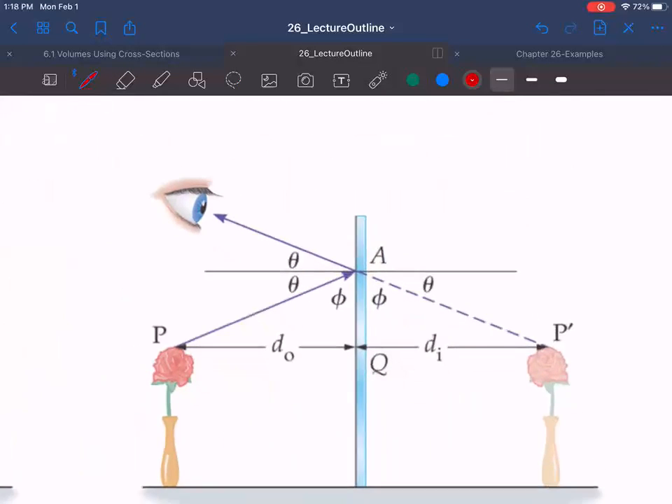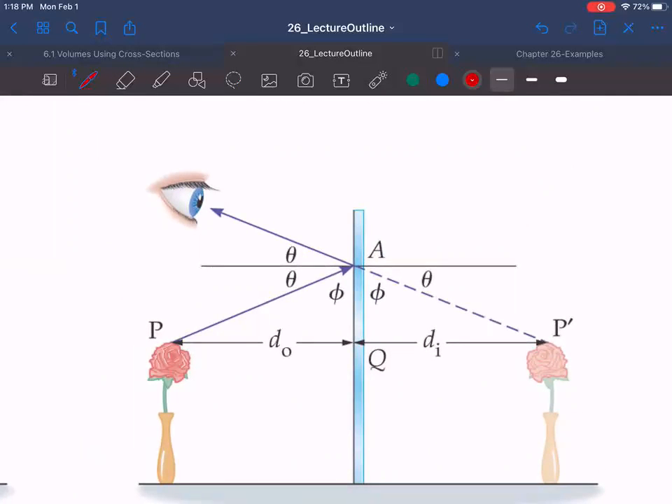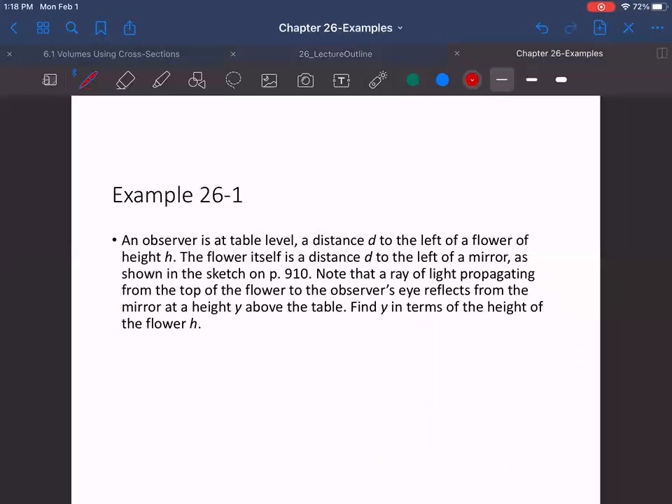Notice here, they've drawn in the rays, and you can see that the incident rays and the reflecting rays are all the same. So this would be the angle of incidence, this would be the angle of reflection, and they equal each other, all right? And then you can have the other angles that will appear out of this diagram, okay? So let's take a look at this example problem.